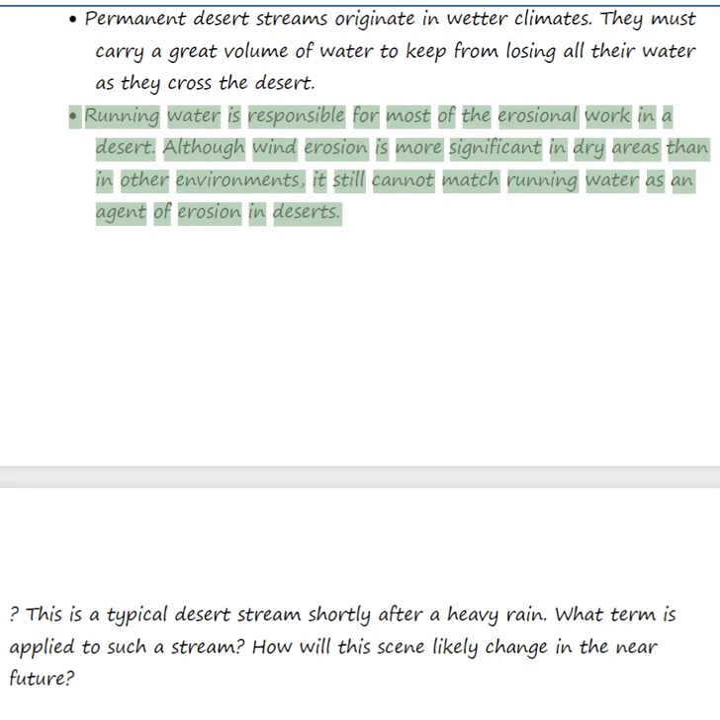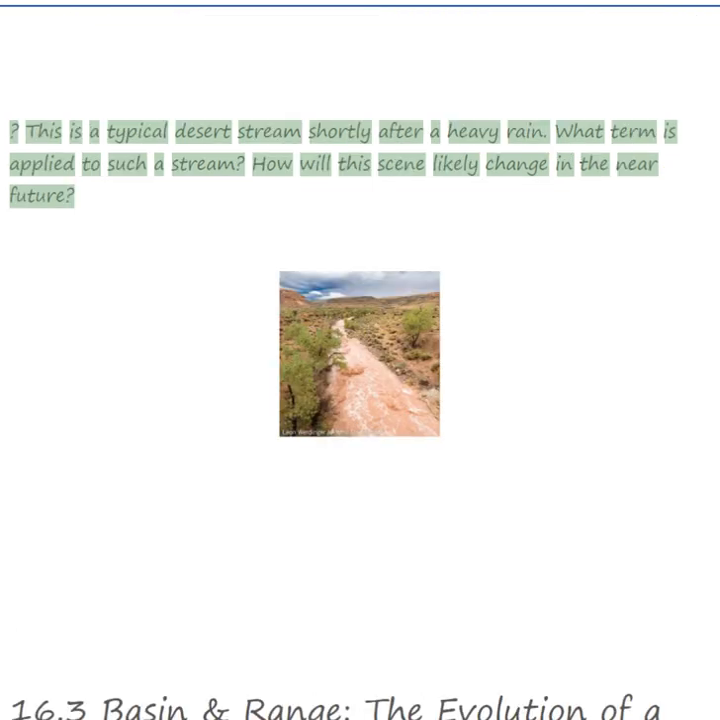Running water is responsible for most of the erosional work in a desert. Although wind erosion is more significant in dry areas than in other environments, it still cannot match running water as an agent of erosion in deserts. This is a typical desert stream shortly after a heavy rain. What term is applied to such a stream? How will this scene likely change in the near future?